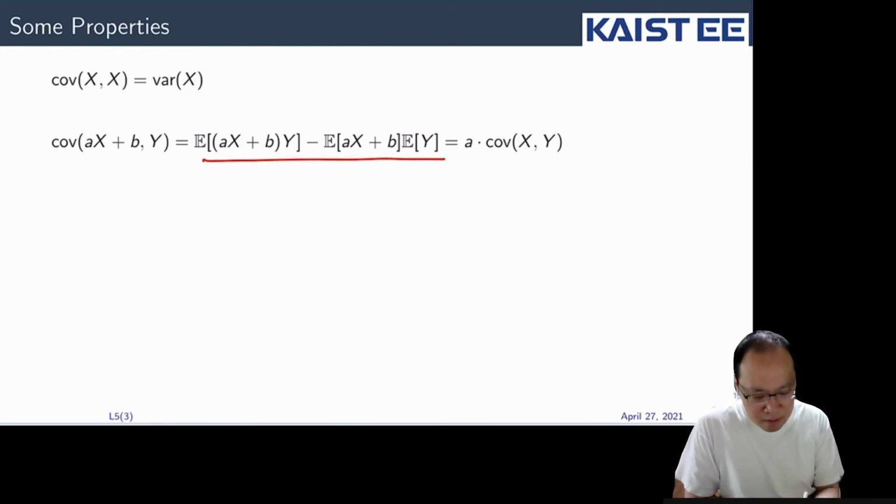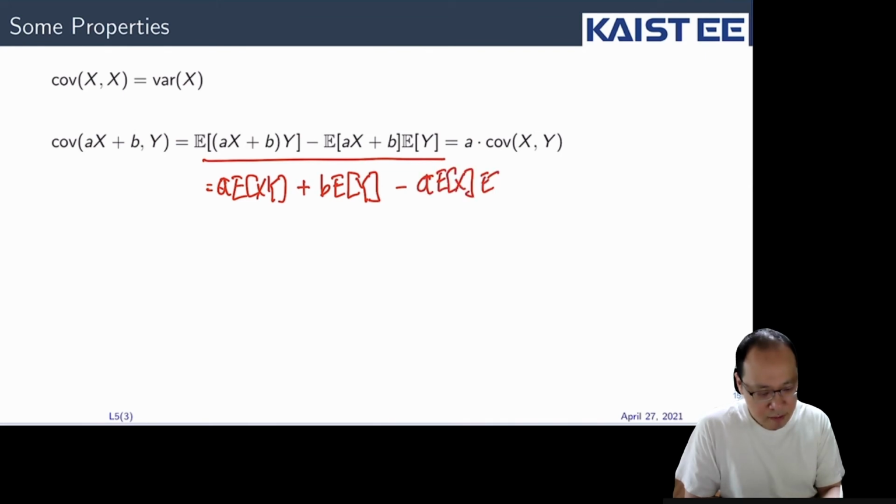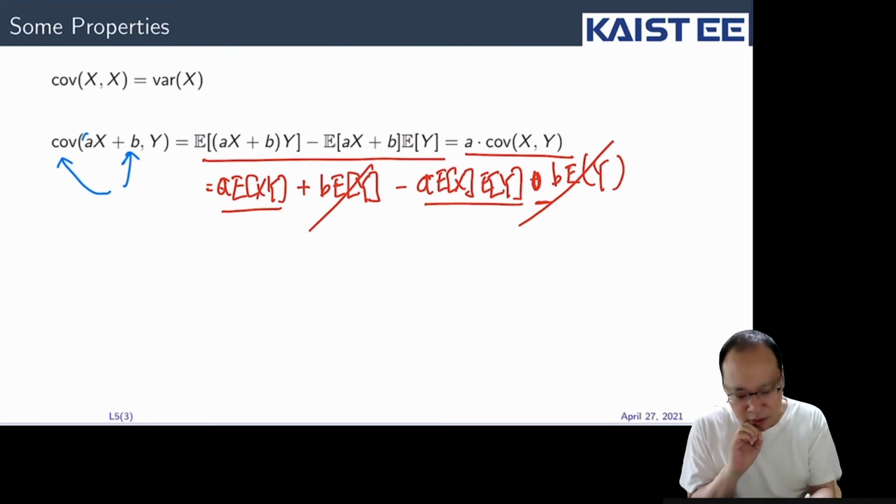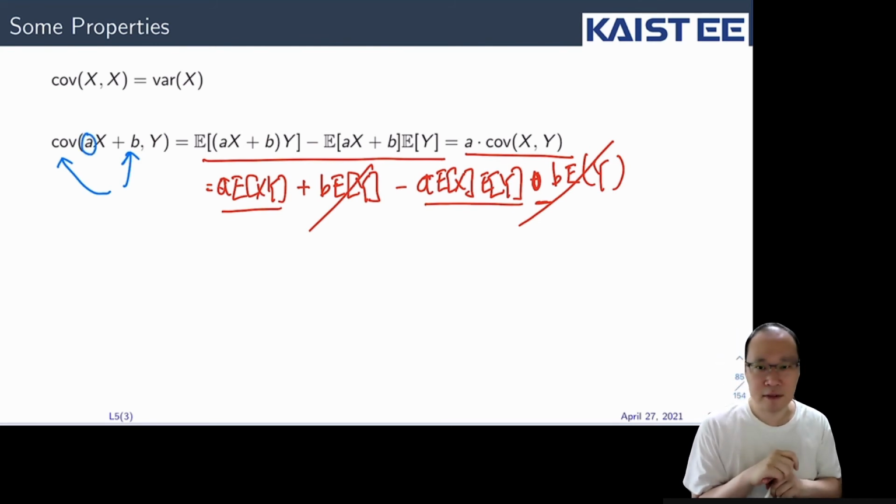All right. The second property: the covariance of ax plus b, y is by definition this. Then it becomes a expectation of xy plus b expectation of y minus a expectation of x and expectation of y plus b expectation of y. So this is cancelled. So a expectation xy minus a expectation x multiplied by expectation y, that is a multiplied by the covariance of x, y. Okay, so here, as you can see, this b, which is the additive term, does not make an impact on the covariance. But the multiplicative term will make an impact.